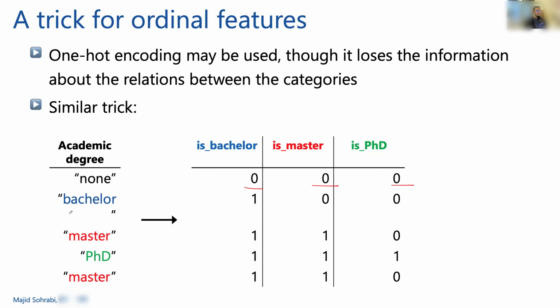If a person has bachelor, I put 1 for the bachelor column and 0 for the other columns. If the person has master, the bachelor and master columns are 1, and the last one is 0. And if a person has PhD, they are supposed to have all three of them. So I don't have any sort of magnitude, for example comparing bachelor and master, or bachelor and PhD, but I could represent it in a correct way with numbers instead of having the categories.